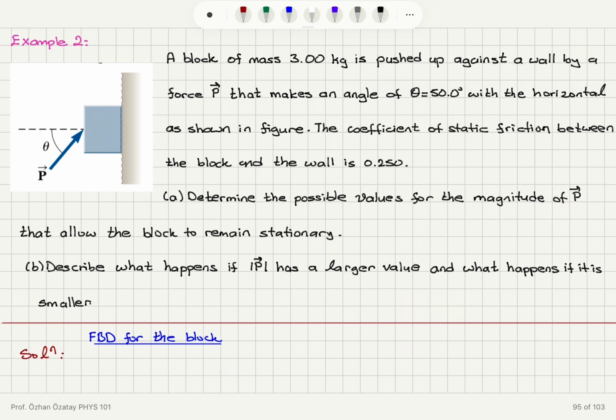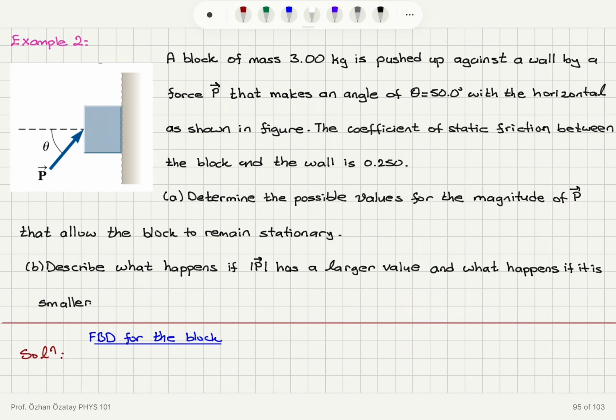So the force of friction here is static, there is no motion, and we have to determine what force P we can apply in order to keep this block from falling. Describe what happens if P has a larger value and what happens if it is smaller.